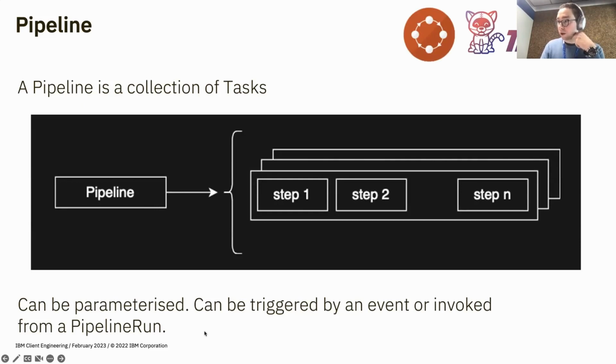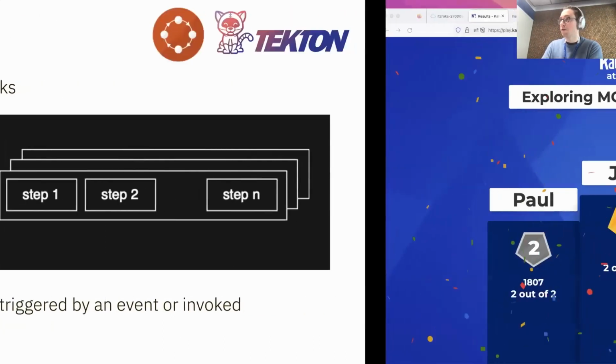The pipelines can be triggered as well by an event. So you can set up a webhook on Git, for example, to kick off a pipeline based on a commit to a Git repo. Or we can create a pipeline run definition and apply that on the cluster, and then it will start running our pipeline. And this is what I'm going to do in the demonstration now.